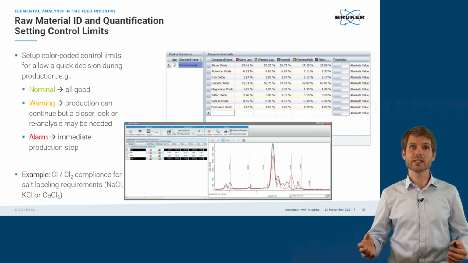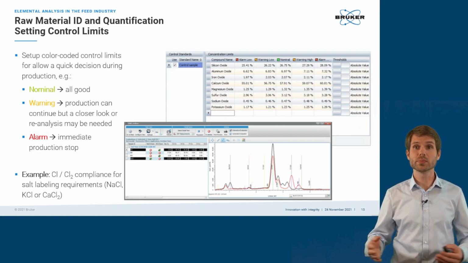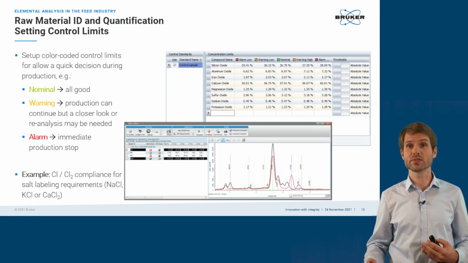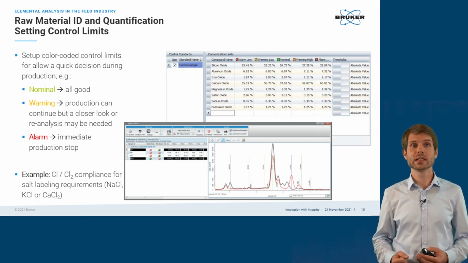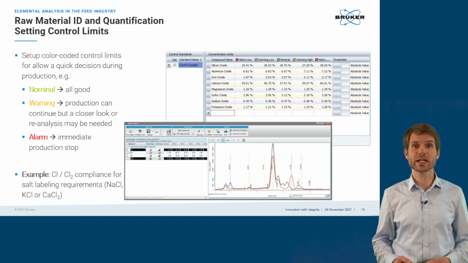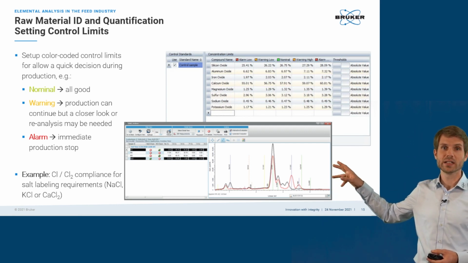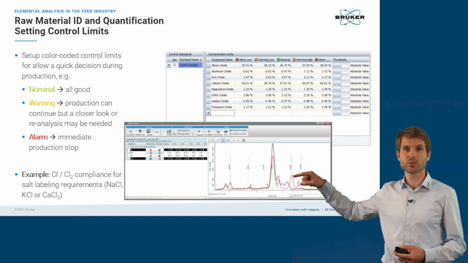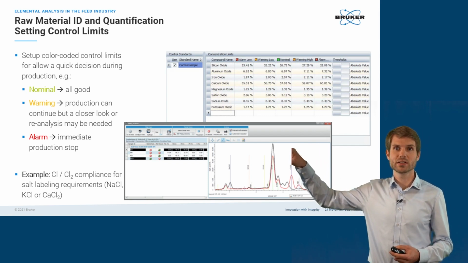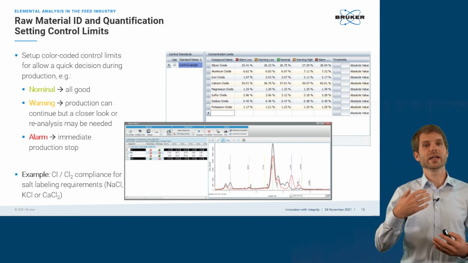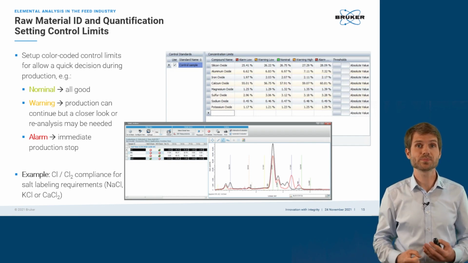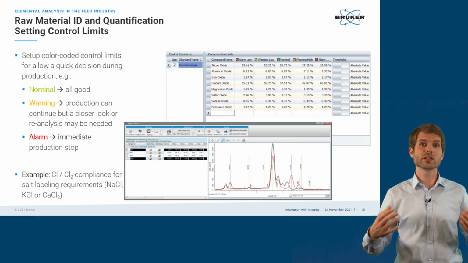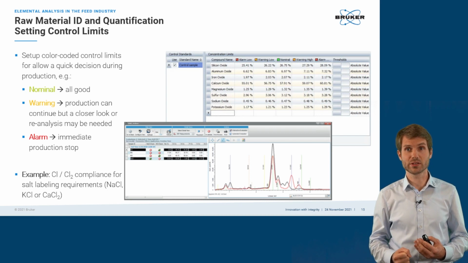Here is just an example for a very simple differentiation of two types of chlorine samples, potassium chloride versus sodium chloride. Here you can see in the spectra on the lower side that we can easily distinguish between the two different types, sodium and potassium chloride, so we have clear peaks here. And we can also define thresholds in our software.